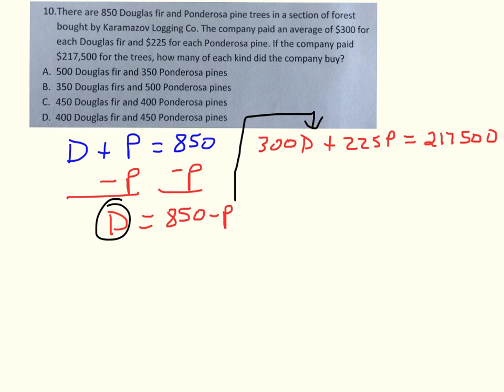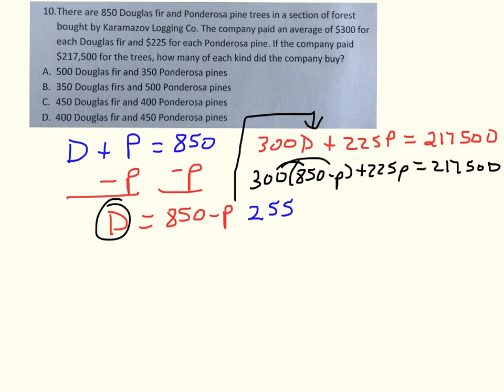And when I do that, that p is going to take the place of the d, and I'll only have the variable of p, which stands for the ponderosa pine. So what I end up getting is 300 times 850 minus P plus the 225P equals the 217,500. Now, if you notice, I now only have the variable P in my equation. So I'm going to go ahead and distribute here. And what I end up getting is 300 times 850 is 255,000 minus 300P.